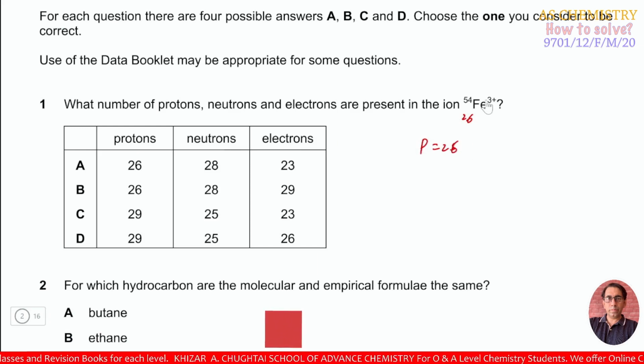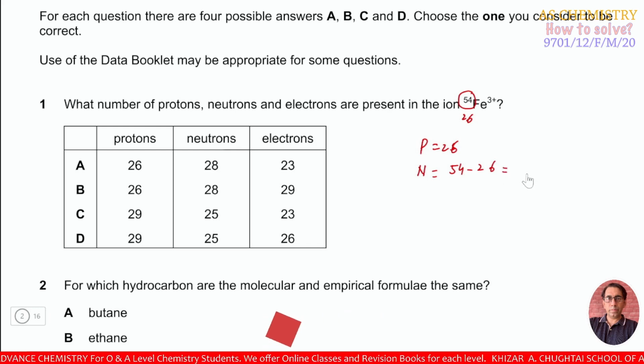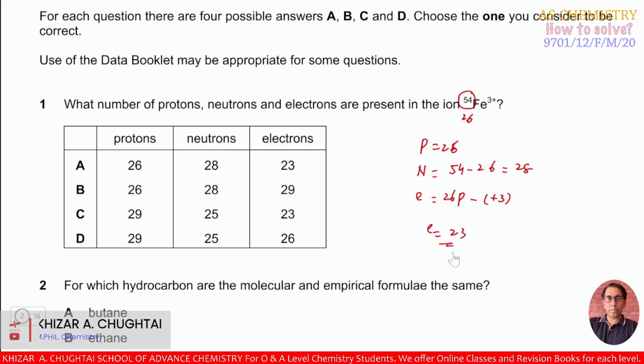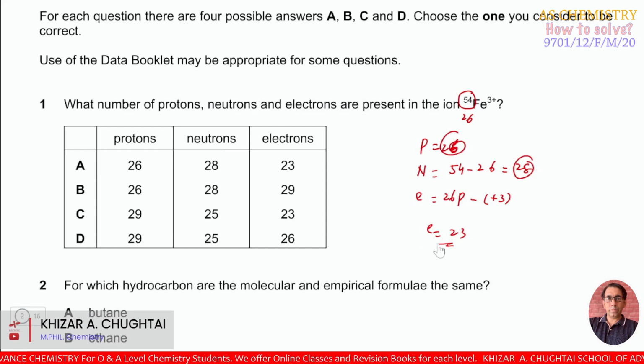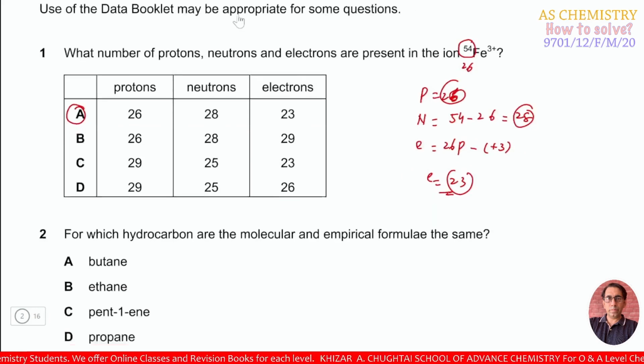What is the mass number? That is 54. Now we can find the number of neutrons with the help of this mass number. 54 minus 26 is equal to 28. Number of electrons is equal to number of protons minus charge, and the charge is plus 3. Number of protons is equal to 26, so 26 minus 3 is equal to 23, that is the number of electrons. So the correct option is 26, 28 and 23. The first one, A, is the correct option.